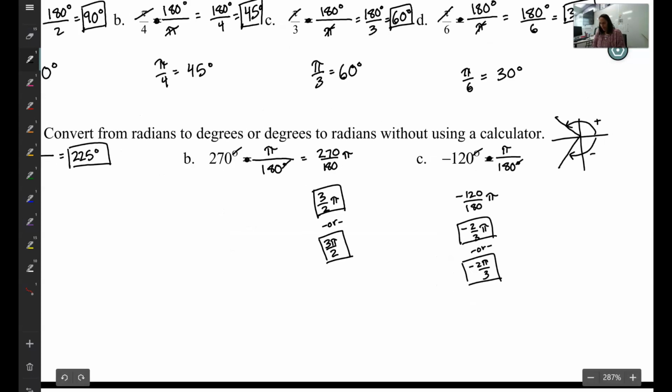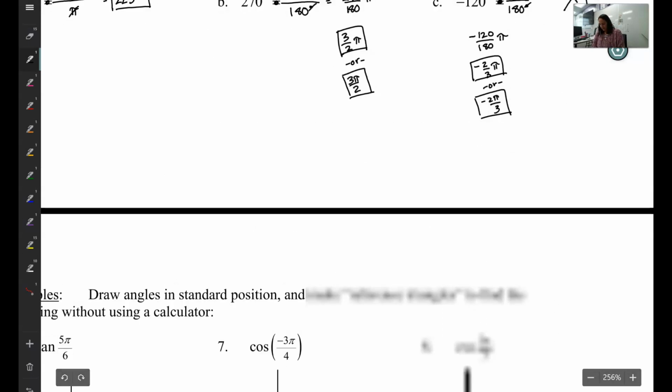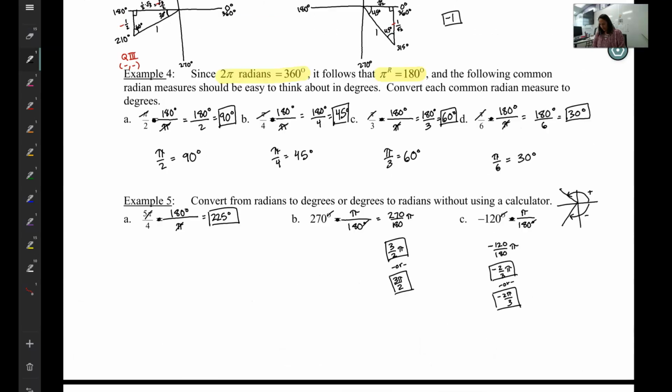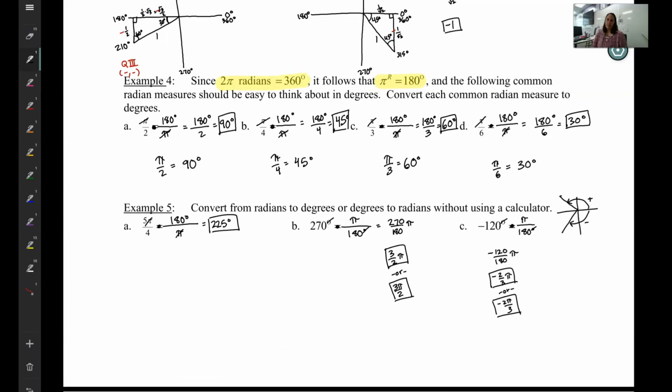Okay, there you go. In the next video, we're going to be talking about angles in standard position and a few more reference angle stuff, but in radians instead of degrees this time.